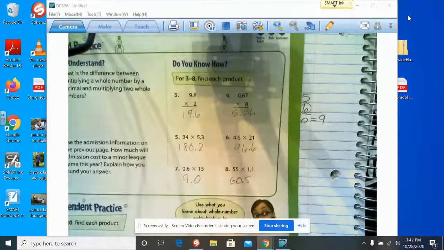Okay, so for today's lesson, you are practicing traditional multiplication of decimals. I wish you great luck and have a great day.